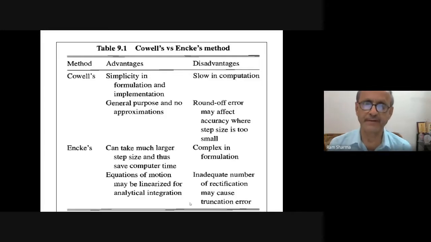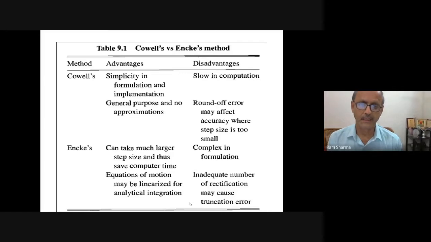Cowell's method has some advantages. It is very simple. Any force you can write just like that, and it's general purpose, with no approximations. So you get more accurate solutions in Cowell's method. Nowadays everybody tries to use Cowell's method, because Encke's method needs you to use your intelligence and some tricks to make it in that form. But now computers are very fast, so people in general use Cowell's method. It is slower in computation, but nowadays that is not a very big issue.